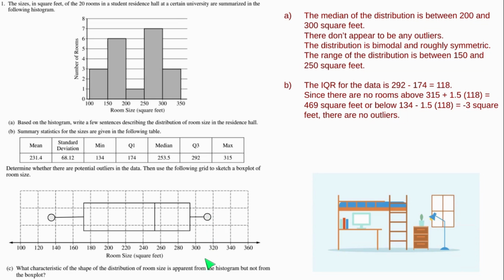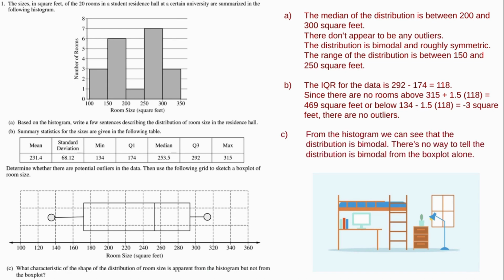Letter C. What characteristic of the shape of the distribution of room size is apparent from the histogram but not from the box plot? Think about this, give it a go on your own, and unpause the video when you want to check your answer. All right, here comes part C. From the histogram, we can see the distribution is bimodal, right? There is no way of knowing that from the box plot alone.